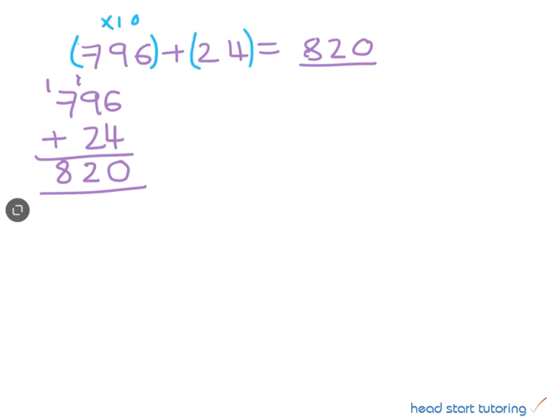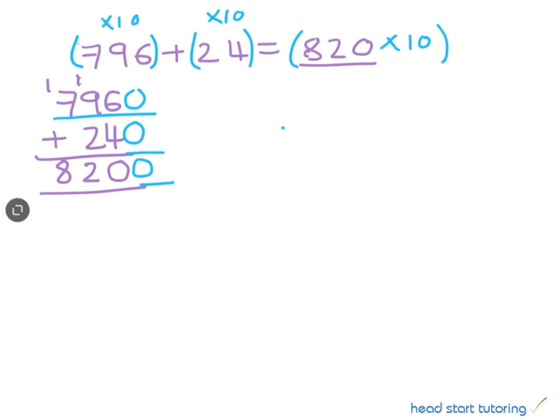and our 24 by 10, which means we get a 0 at the end of each number. So this number will be 7,960, and we end up plussing 240, and what we see is we just end up multiplying our answer by 10 as well. So we get an answer of 8,200.